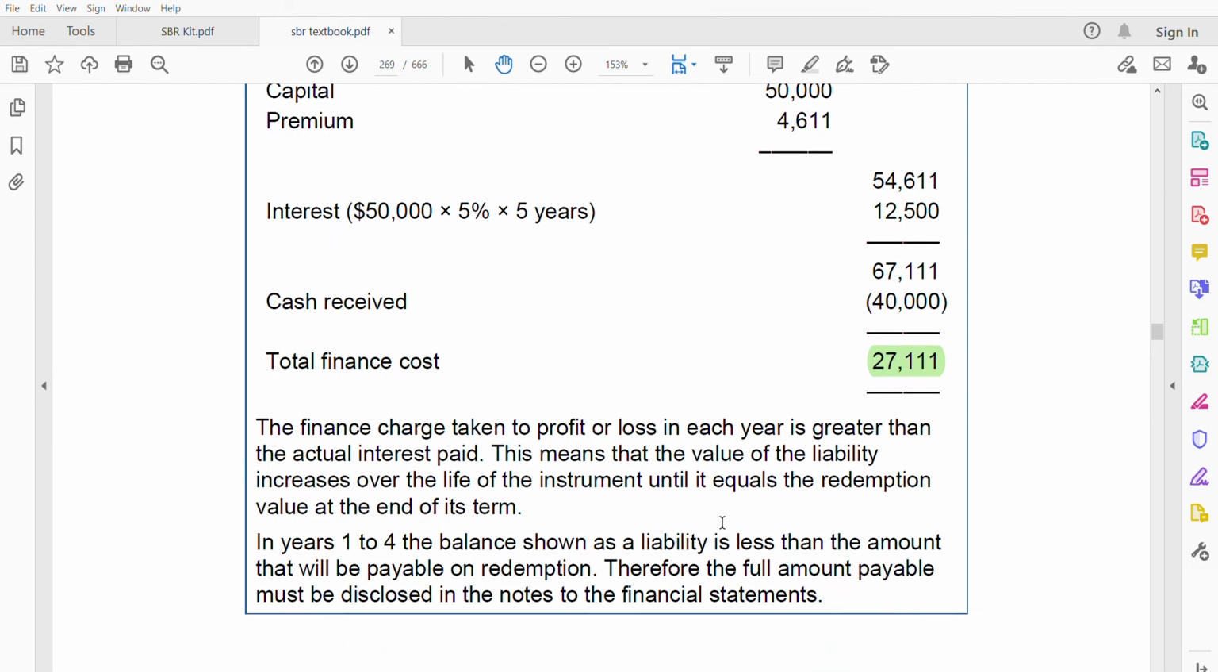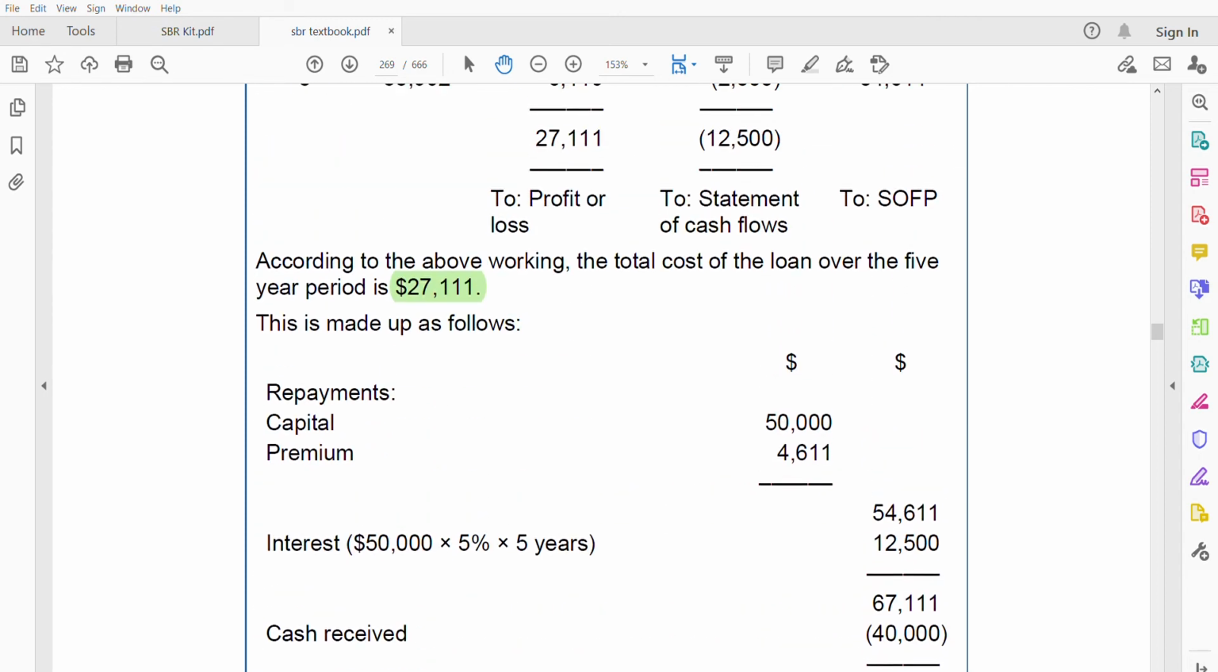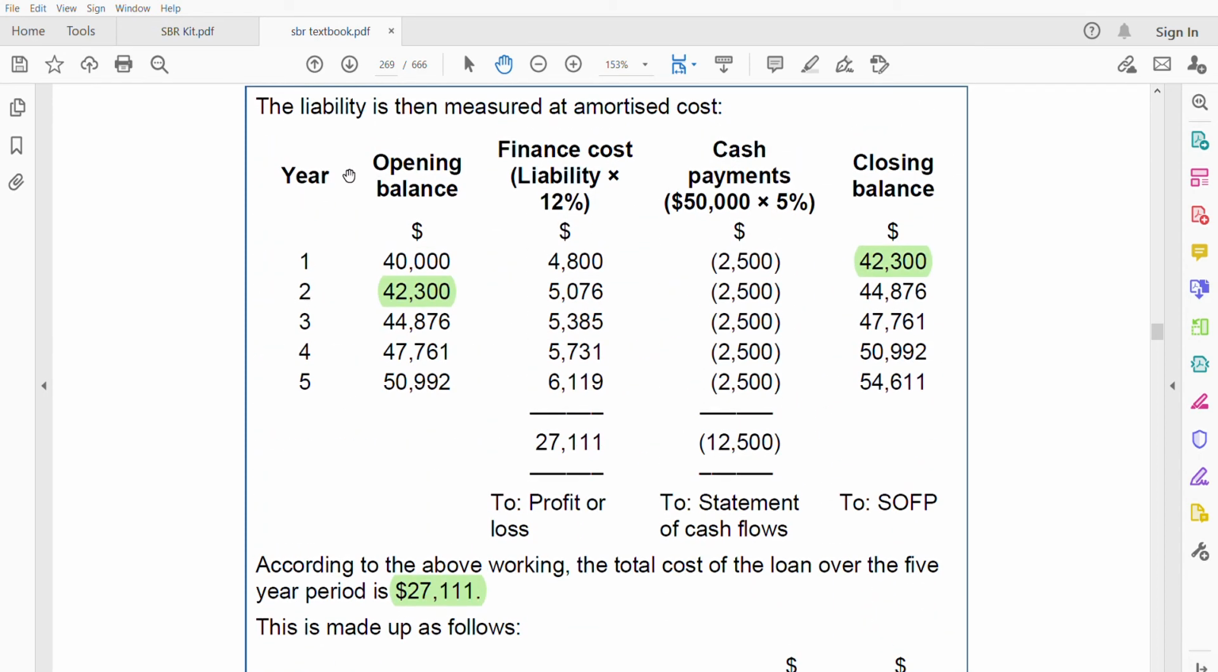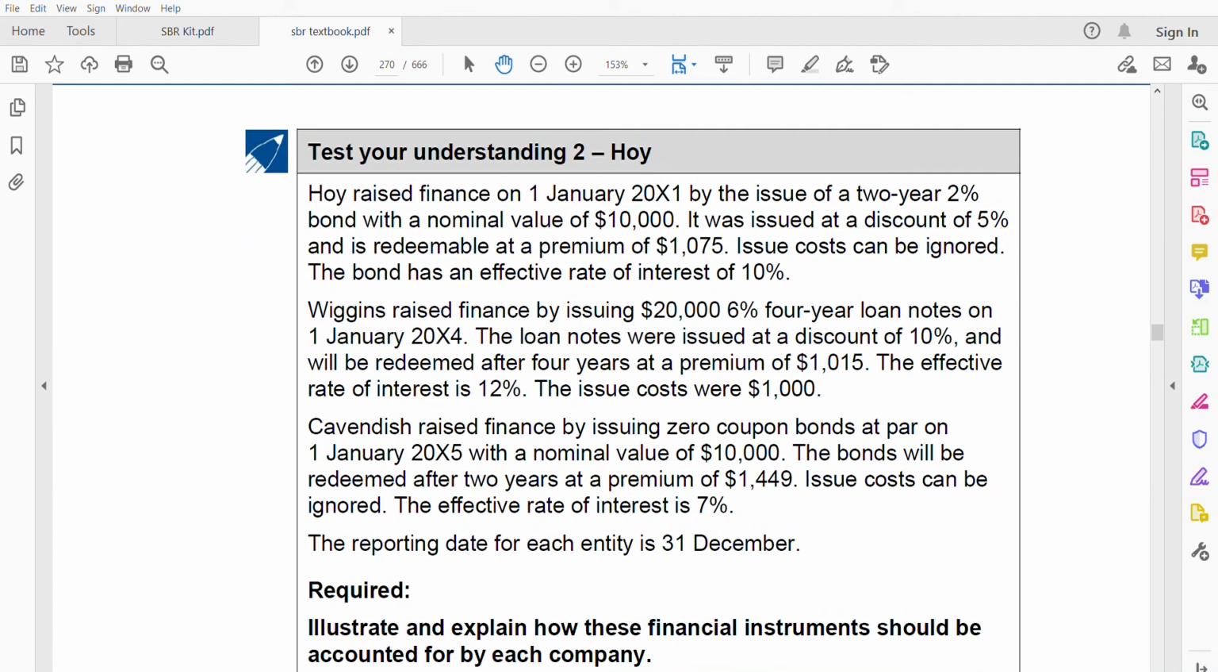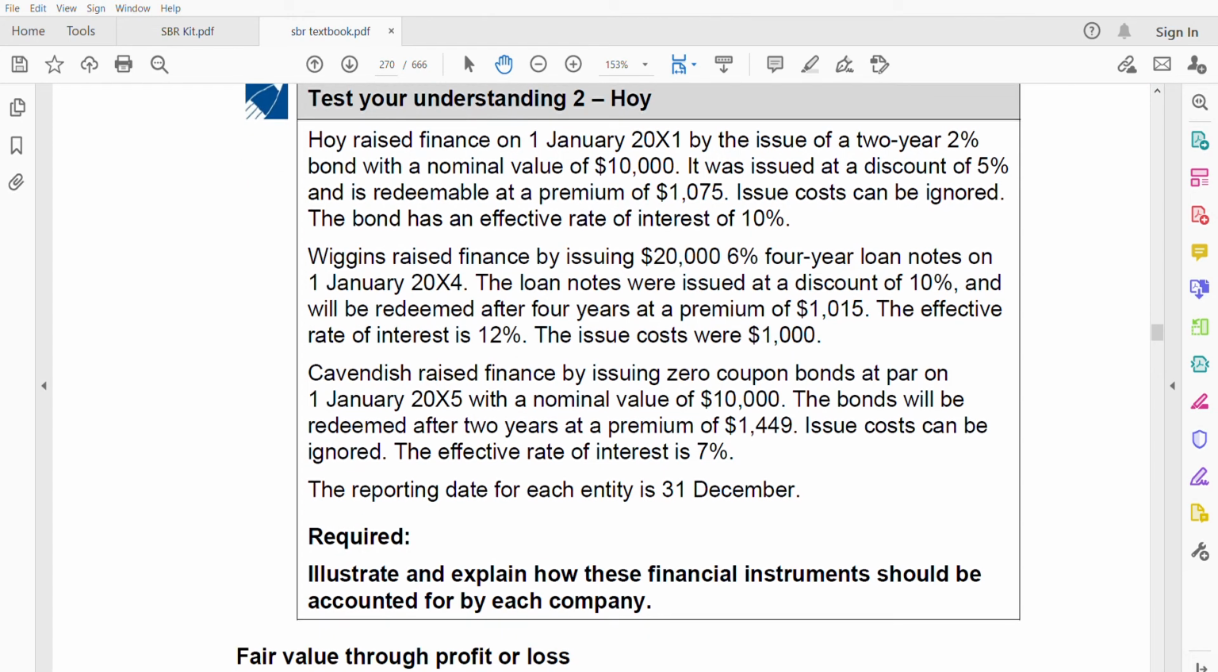So all these things are not so important. What is given here and here, but at least this table you should be able to do. Now after that we have test understanding 2. Test understanding 2 will be in the last two parts. I will be doing all your test understanding together, so we can skip this.